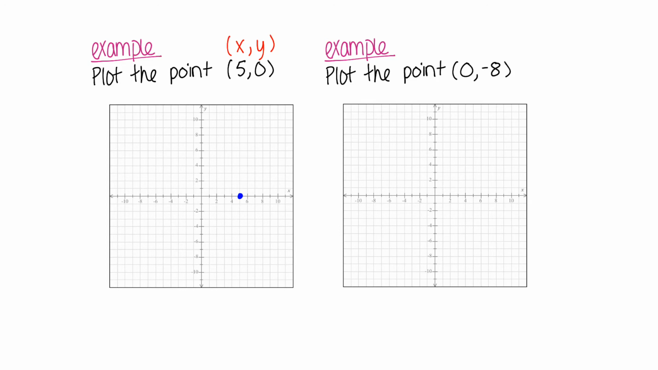On the other hand, if you had something like 0, -8, it's still x then y. This says don't go over any on the x-axis. So you would always start at, we call this the origin. You'd start at the origin, but instead of going left or right at all, you want to just stay where you are. The y portion tells you to go down 8. So if I go down 8, I'm going to be right here. This is the point 0, -8.